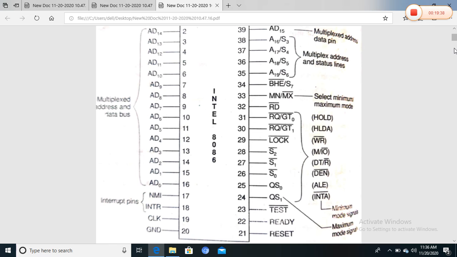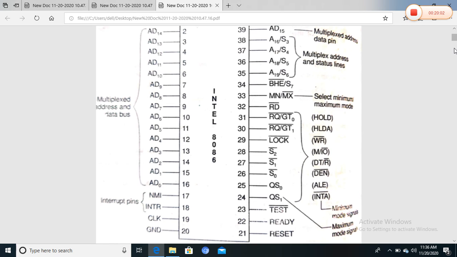This signal is used for the bidirectional transceiver, that is a bidirectional buffer, to separate the data from the multiplexed address and data signals, that is AD0 to AD15. The transceiver separates the address and data lines, A0 to A15 and D0 to D15, from AD0 to AD15.